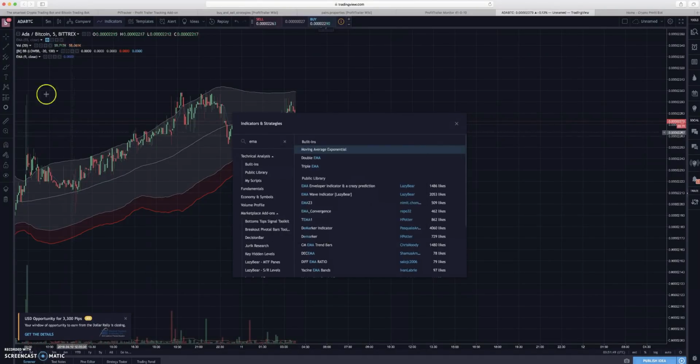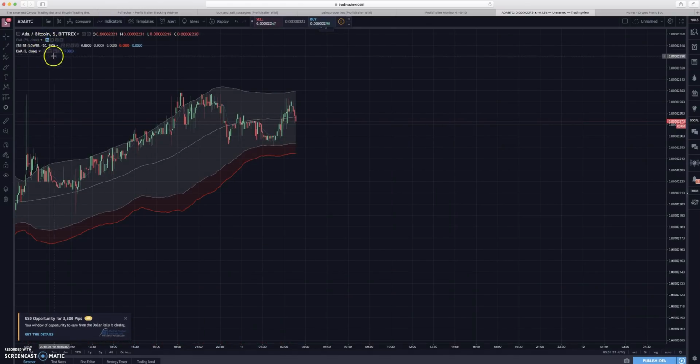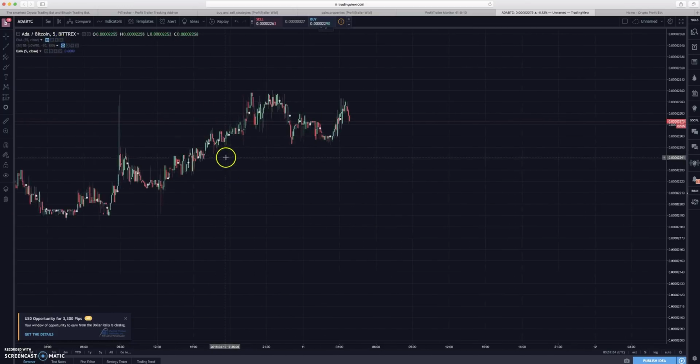Pop 2 of those in. I think I need to get rid of the volume here. I should just log in. Okay, so 24 and 5. And let's hide the low BB. And let's put that on there.